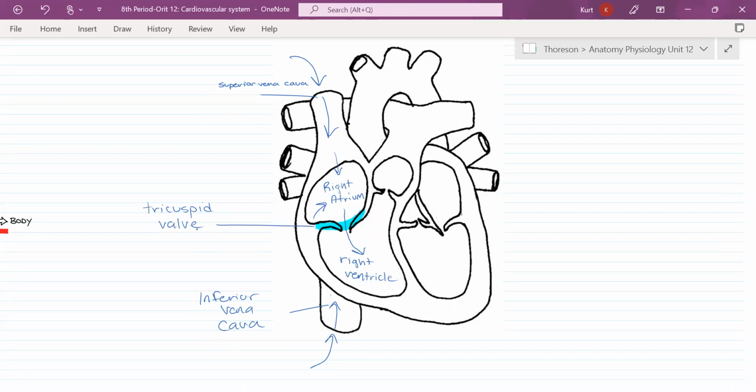Because it is called your tricuspid valve, guess how many parts there are to it? There are 3 parts to it. No mystery there. Be sure you're checking things off as you go.